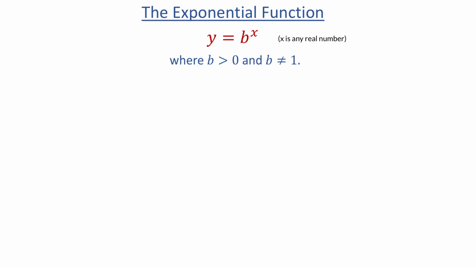The exponential function has the form y equals b to the x power, where b is a constant that is positive and is not equal to 1, and x represents the exponent. For example, the function y equals 5 to the x power is an exponential function with base 5.